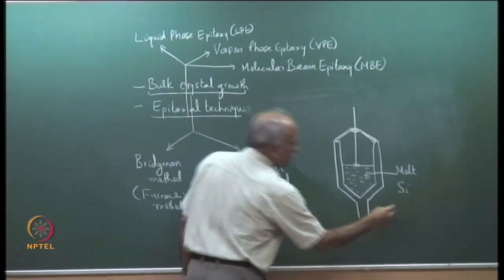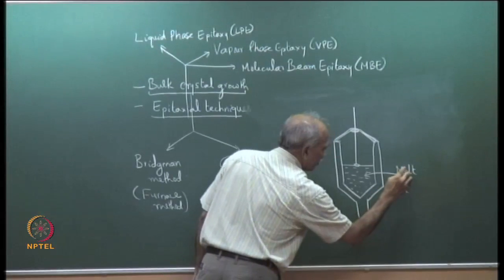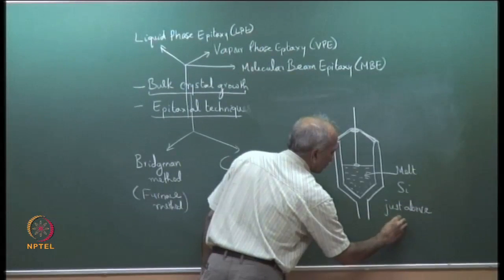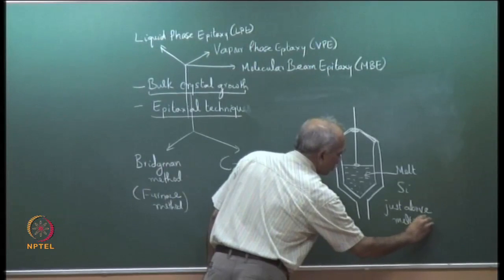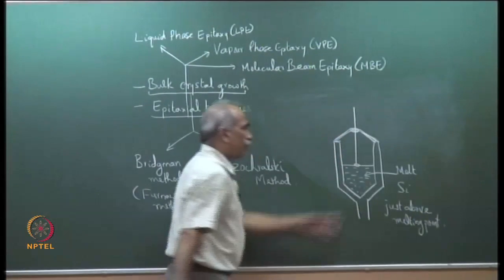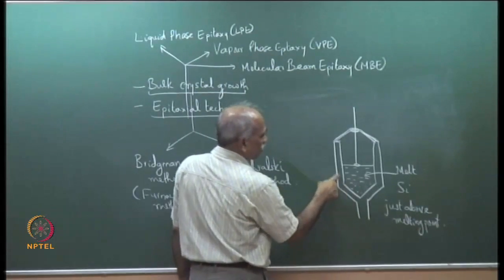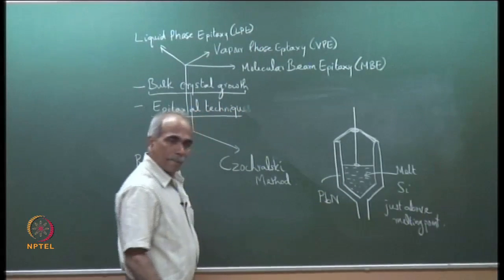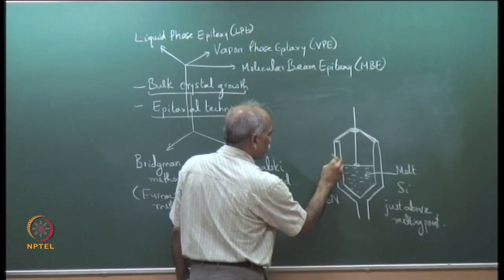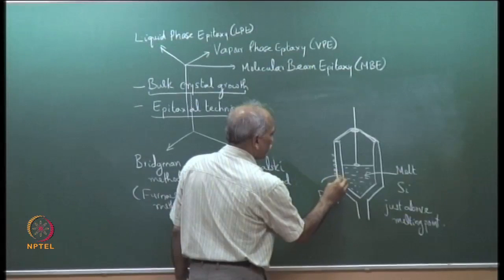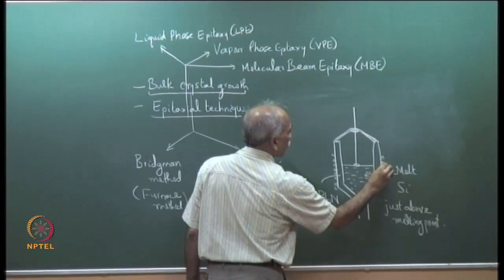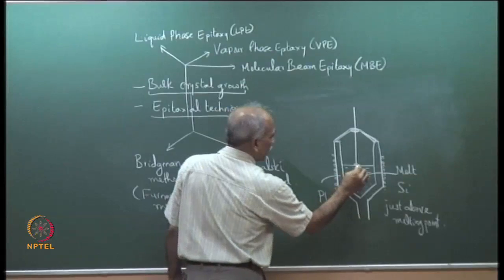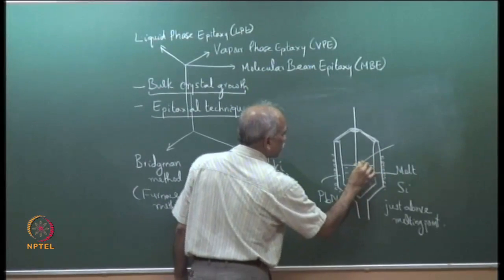The temperature of this melt is just above the melting temperature, just above melting point. This is a crucible, usually a lead nitride crucible, PBN. And this is heated. What I am showing now from the sides is the heating coils. And there is a crystal starting, this is a seed crystal.